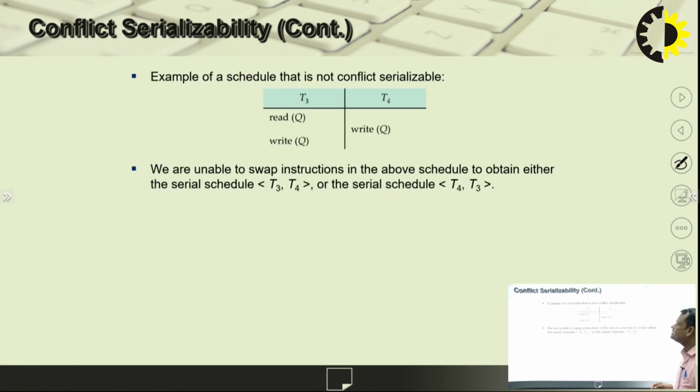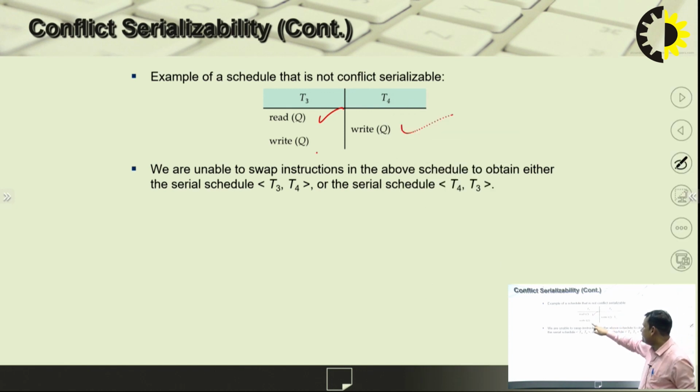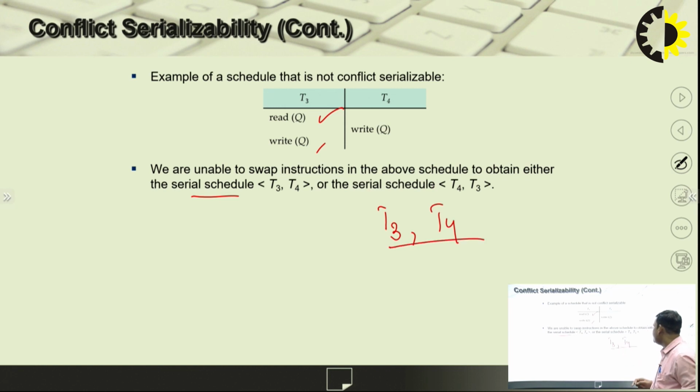Another example of conflict serializability, with read operations and a fourth operation that is a write operation. The serial schedule is T3 executed first, and after that T4 is executed. This is known as a serial schedule.